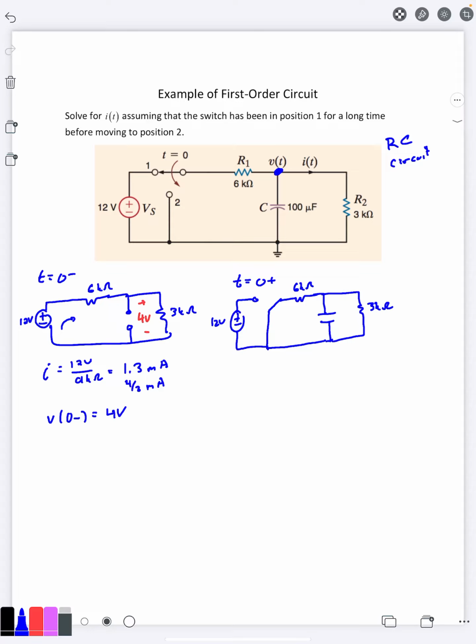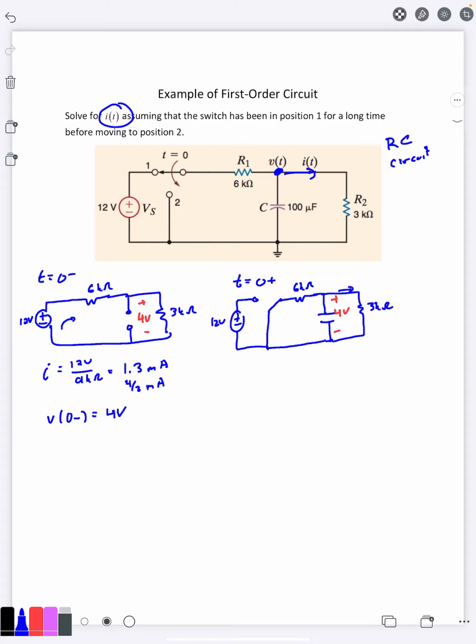Now, what we know is that the voltage across a capacitor cannot change instantaneously. So whatever it was before the switch happened is going to have to be the same as it is right after the switch happens. So this right here is still going to be at 4 volts at time t equals 0 plus. And what we need to do is, since we are asked to find this current right here, we need to find the value of this current at 0. Well, it's the current going through the 3 kiloohm resistor.